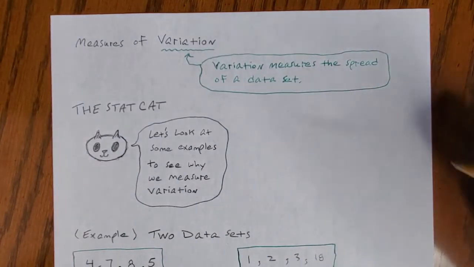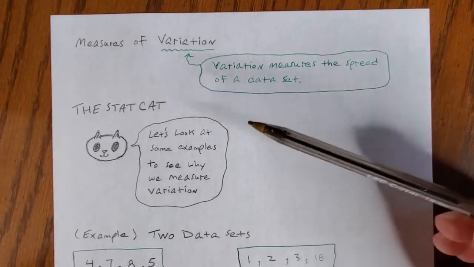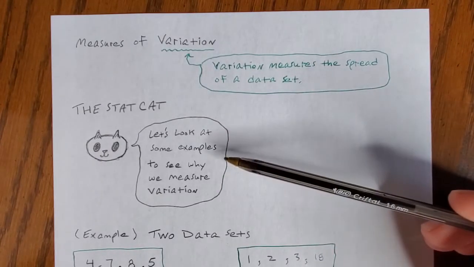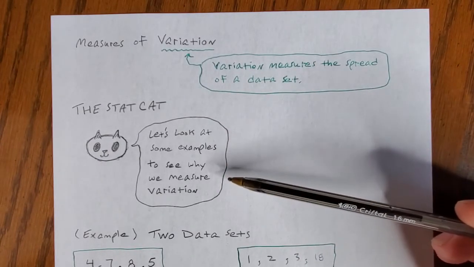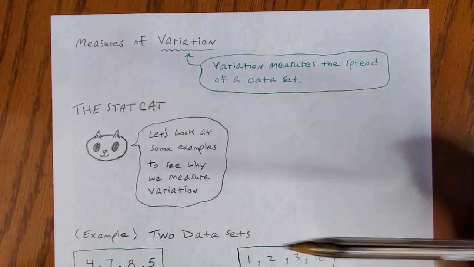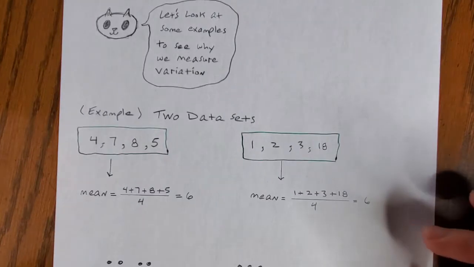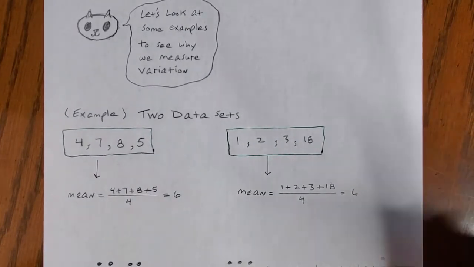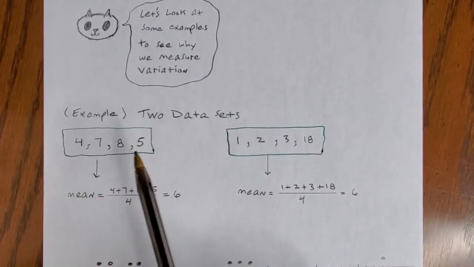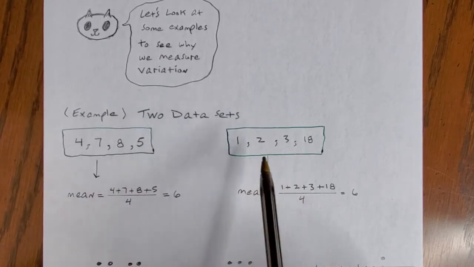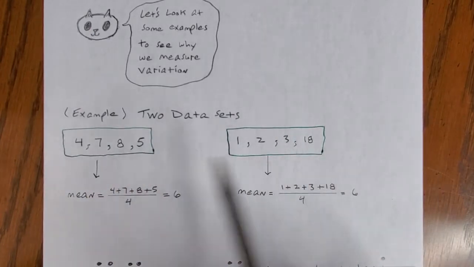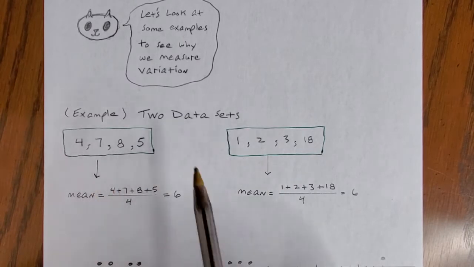Now, what's the stat cat have to say? Let's look at some examples. I think the best way to see why we need to measure variation is to see some examples, and the stat cat seems to agree with me. So let's take two data sets. These are small, and these are just numbers. It's not like I measured something or did something. These are just numbers, but they'll get my point across.